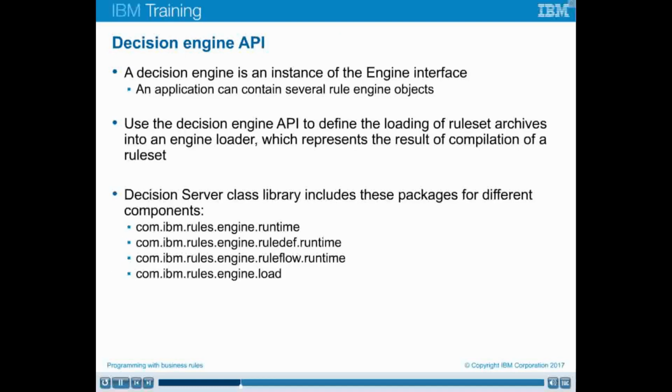When you define your decision service, you specify the decision engine as the rule engine type. A decision engine is an instance of the engine interface, and an application can actually contain several rule engine objects. You use the Decision Engine API to define the loading of rule set archives into an engine loader, which represents the result of compilation of a rule set. The Decision Server class library includes the packages that you see listed here for the rule engine. For more information about using the Decision Engine API, see the product documentation.